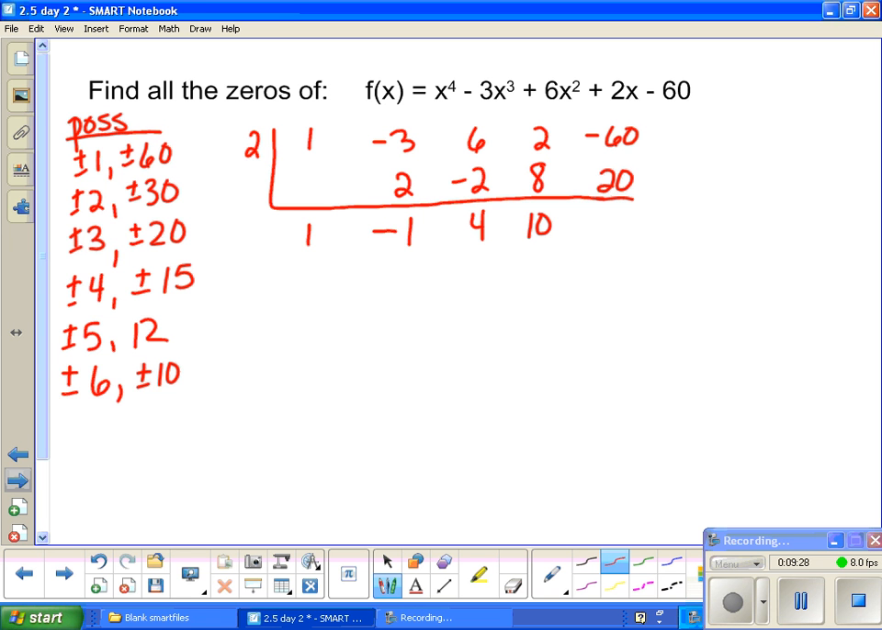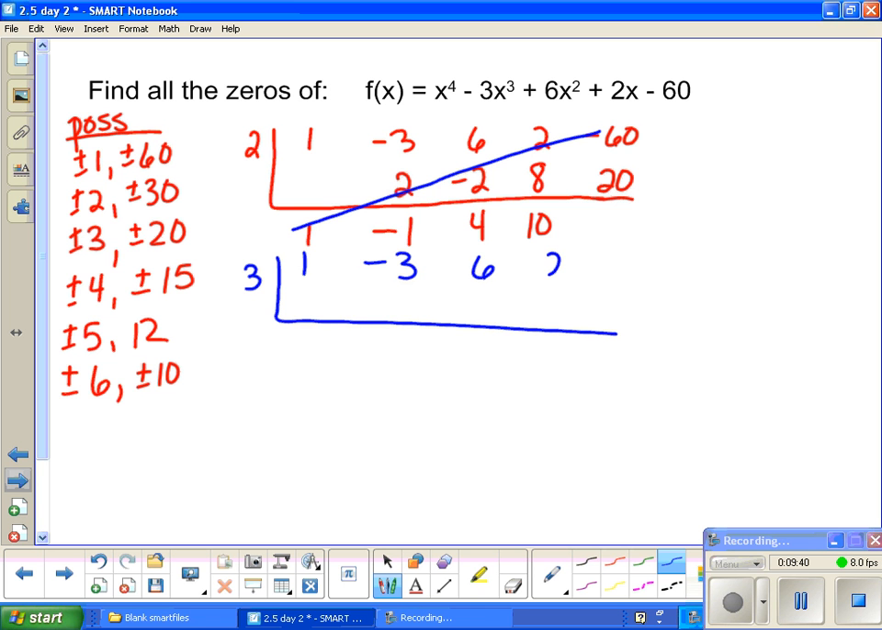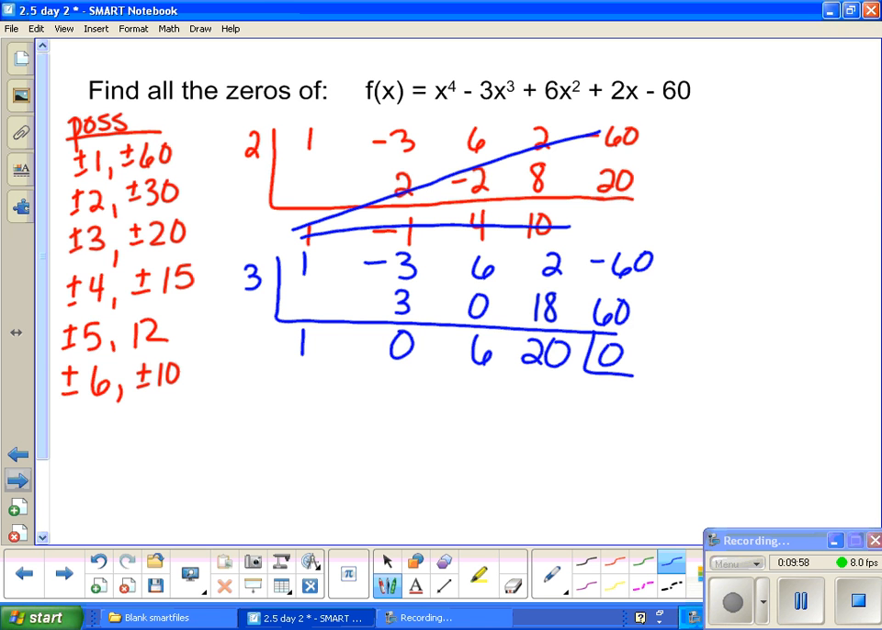Again, it's complete guess and check. So this one didn't work, so I'm going to try a 3. Okay, so that one didn't work. So let's start over with 3. And then multiply, add, multiply, add. Okay, because my remainder is 0, 3 is now a 0.